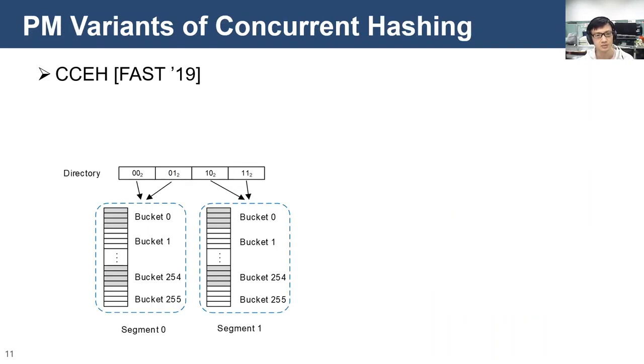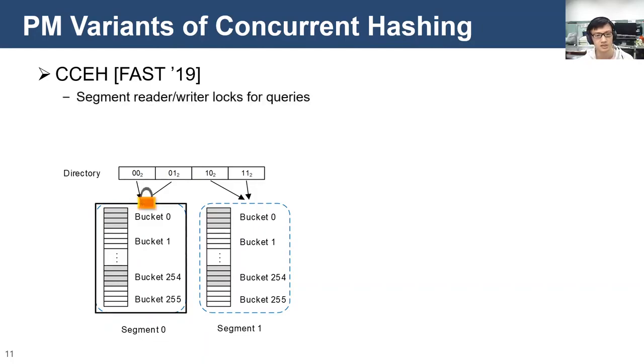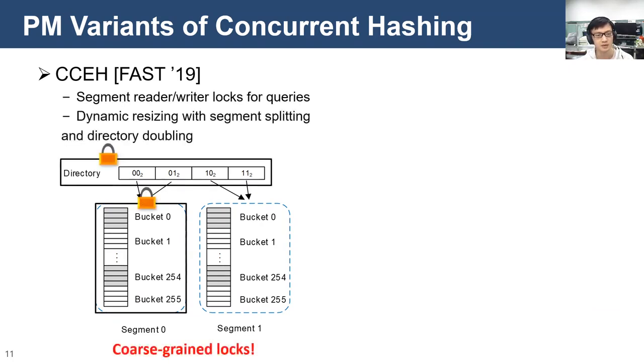Recent schemes build PM hashing structures from existing concurrent DRAM indexes. CCEH is a crash-consistent extendible hashing. More than 1,000 slots share one segment and a redirect log for queries. The dynamic resizing in CCEH requires a segment lock and the potential global directory lock, blocking concurrent access from other threads to items in related slots. Hence, the coarse-grained locks in CCEH limit the concurrency.